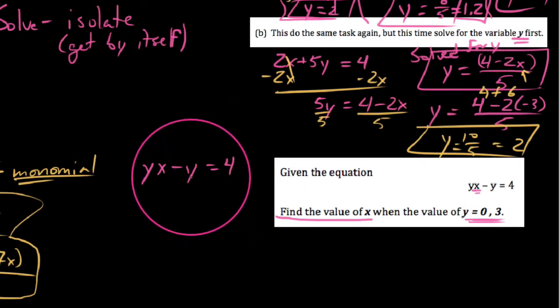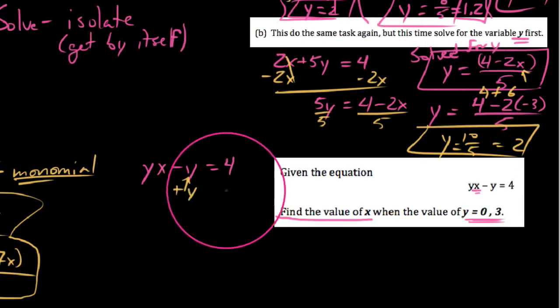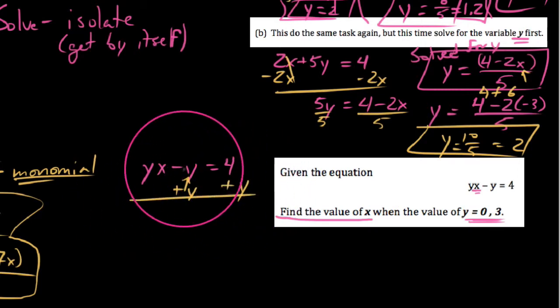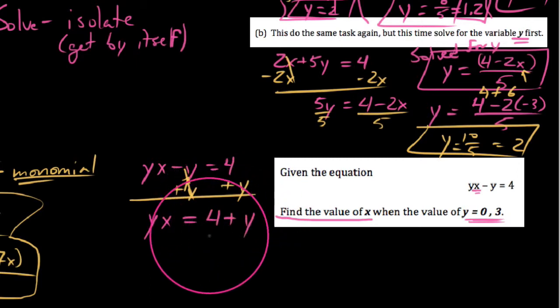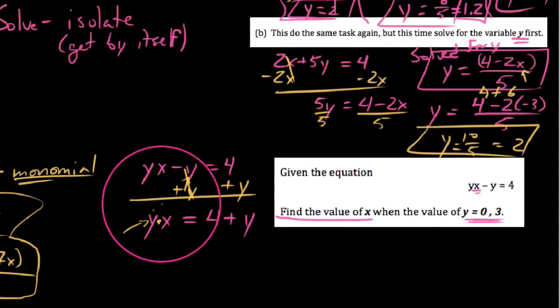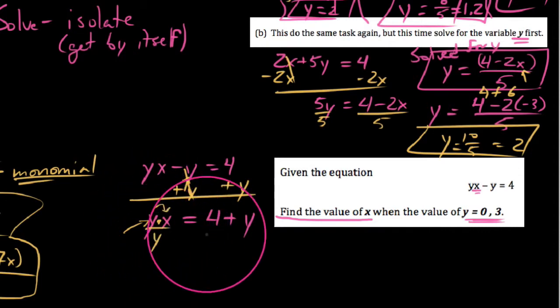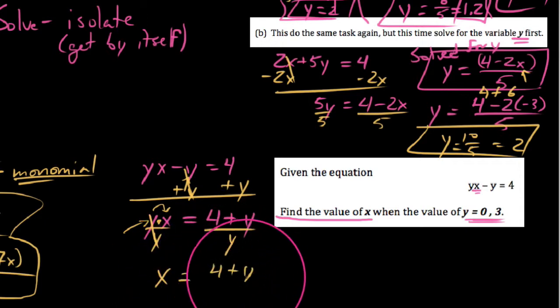The first thing you always undo first is addition and subtraction. So we are going to do the opposite: add y to both sides, just like if this were a number, we'll add it to the other side. So I get yx equals 4 plus y. And now we're going to undo our multiplication and division. I notice that y is being multiplied by my x here. So we're going to divide both sides by y, the entire side. So I just learned something. I learned that whatever x is, it's always equal to 4 plus the y value, divided by the y value.